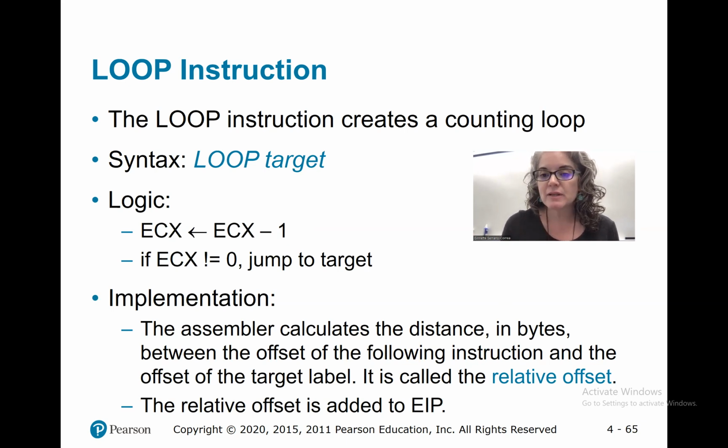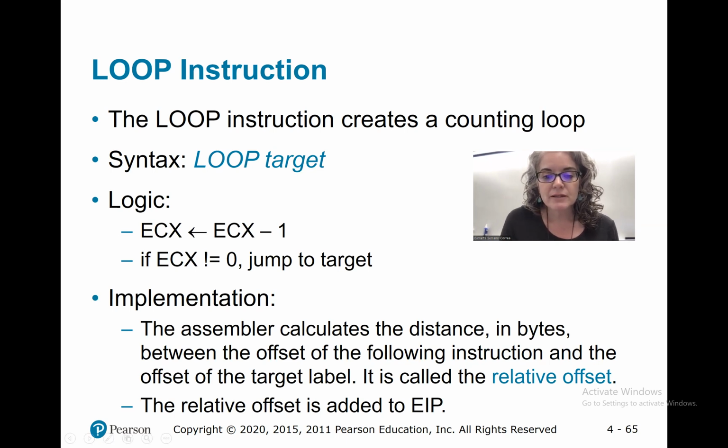And that loop is going to keep iterating until ECX gets to 0. So it counts down. If you set it to 10, it counts down to 9, 8, 7, 6, 5, 4, 3, 2, 1, 0. When ECX is 0, then we stop the loop. And the counting and decreasing happens automatically. We don't have to do that. All we have to do is set the counter, tell it how many times we want to iterate.